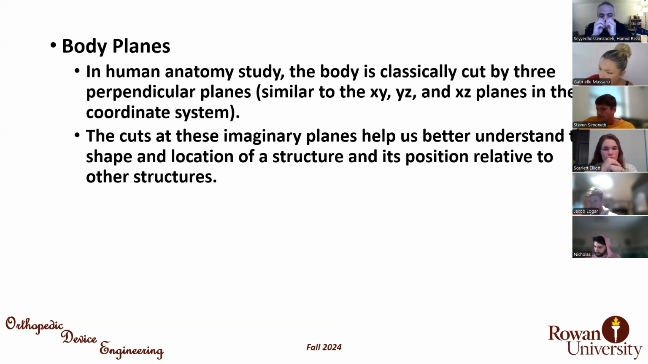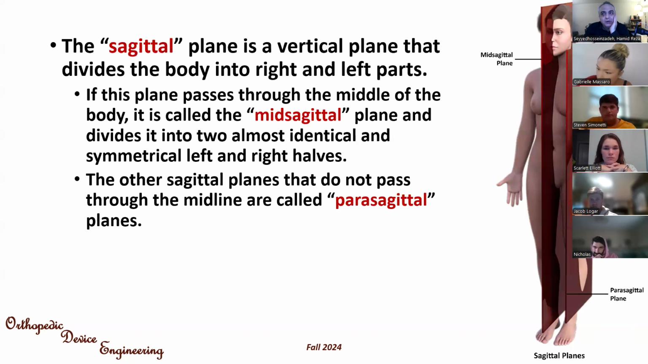location. We use these three imaginary planes in the human body, and they are imaginary. There is no such a plane in the human body, but we use them. We have three perpendicular planes. The first one is called sagittal plane. These planes are very important, so please try to memorize them and learn them.